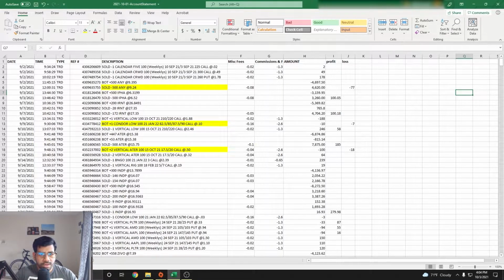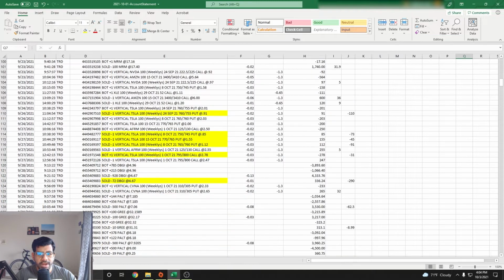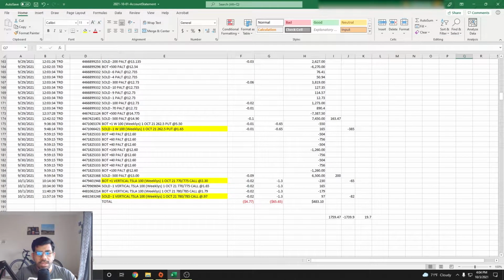So when I take a look at all the trades, as you can see here, I prepared these profit and loss columns to calculate exactly how much money I made and how much I lost. When I sum it up, it shows me that I made $1,759.47 and I lost around $1,739.90. So throughout the whole month of trading, I just made $19, which is really embarrassing.